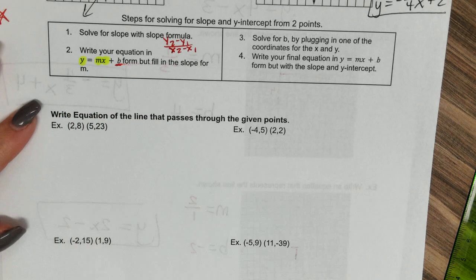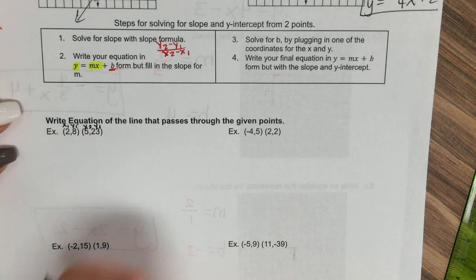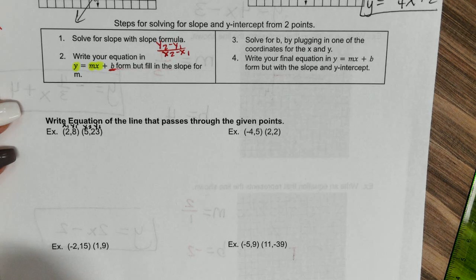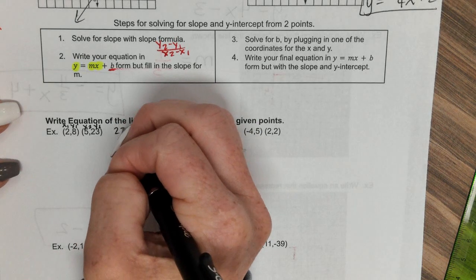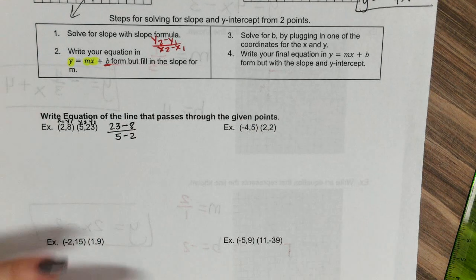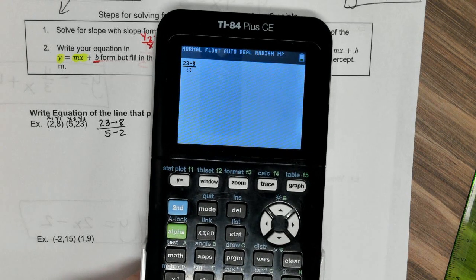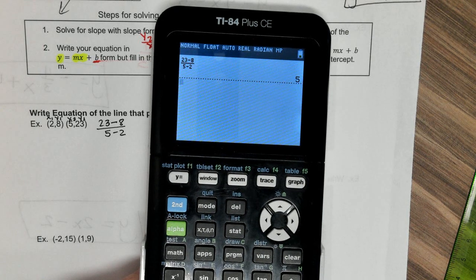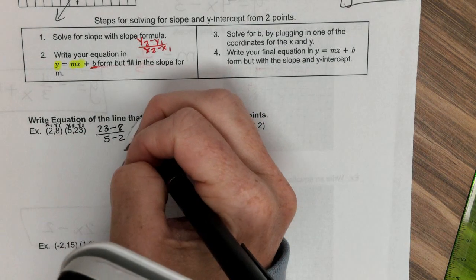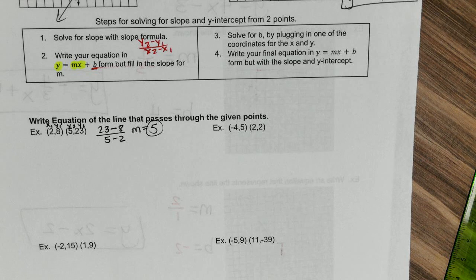All right, just a quick review. This is x1, y1. This is x2, y2. So I'm solving for the slope. So I'm going to do 23 minus 8 over 5 minus 2. Remember, you can put this all in your calculator under alpha y equals. And that is my m. So my m is 5. That is one of the answers I need. So in my final answer, it's going to be y equals 5x plus whatever I get for the b. Does this make sense?